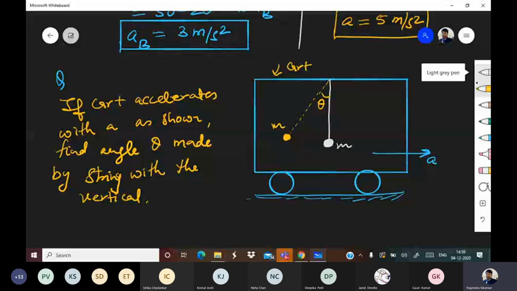CI is saying tan inverse A by G. So A by G are now leading. Team A by G is leading.